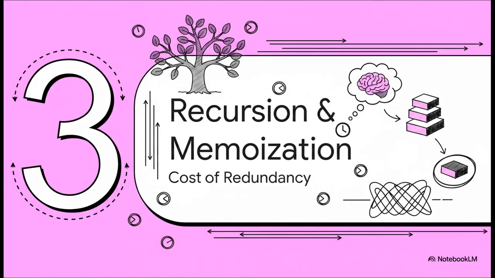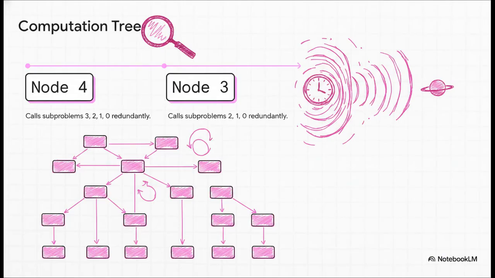Part 3, recursion versus memoization, and the massive cost of redundancy. Think about the trap of a naive approach here. If we just use basic, top-down recursion for a rod of length 4, the computer asks, okay, what's the best price for 4? To answer that, it needs to figure out the best prices for 3, 2, 1, and 0. But look at what happens when it evaluates length 3. It has to independently evaluate length 2, 1, and 0 all over again.